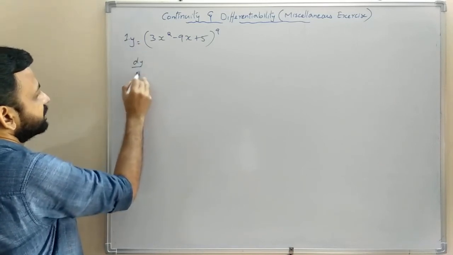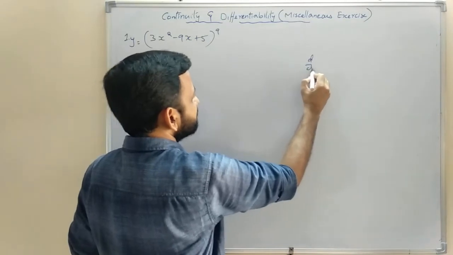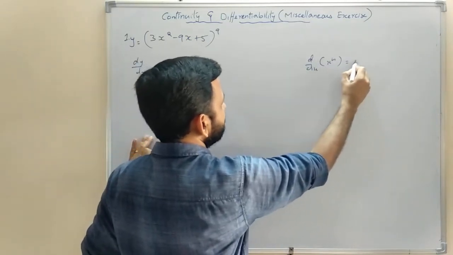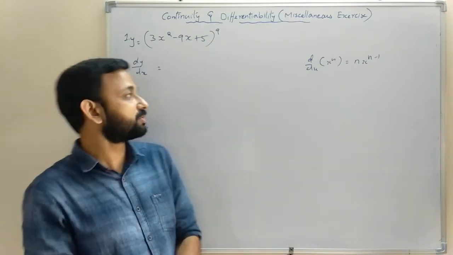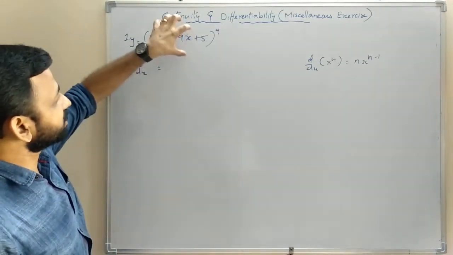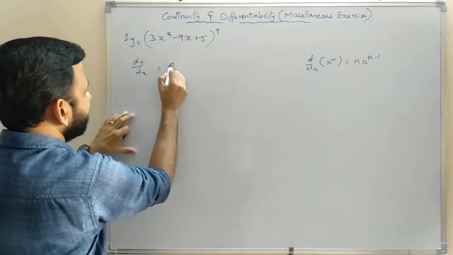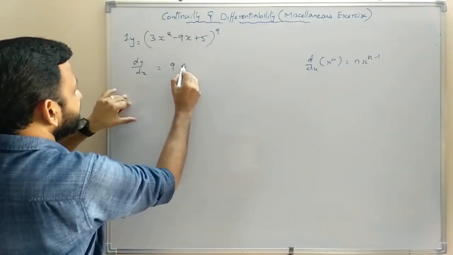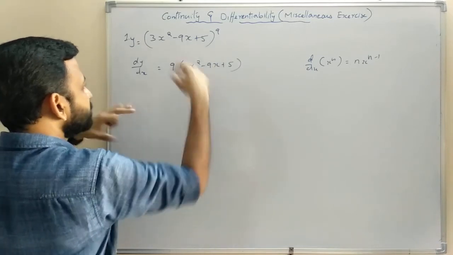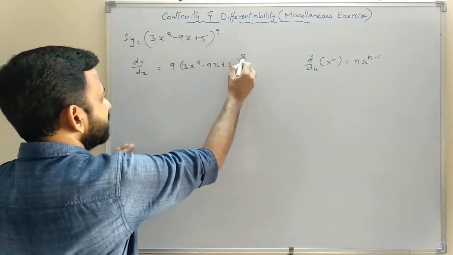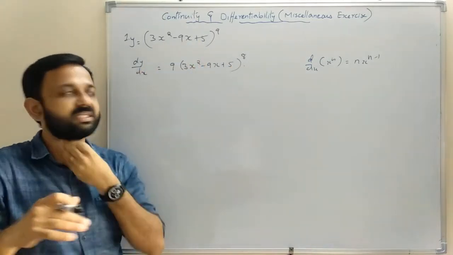So dy by dx. Then we can use this formula: d by dx of x raised to n is equal to n x raised to n minus 1. And we will apply the chain rule also. So we will get a 9, then the expression inside the bracket, 3x square minus 9x plus 5, raised to the power 9 minus 1, that is 8, into the derivative of the expression inside the bracket.